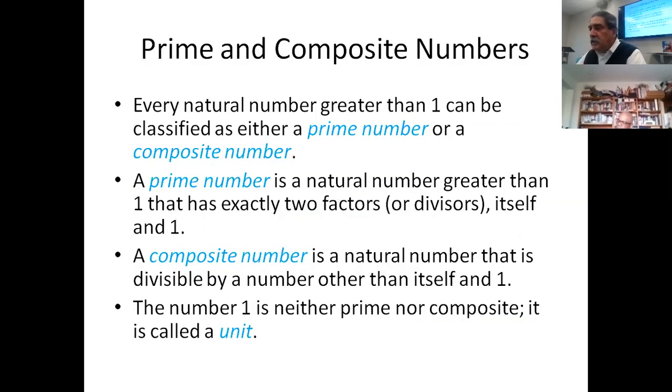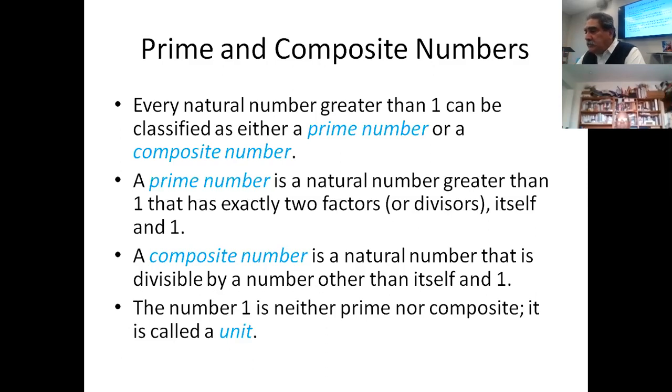Now, we come to prime. Here's the important thing: prime and composite numbers. Every natural number greater than 1 can be classified as either a prime number or a composite number. A prime number is a natural number greater than 1 that has exactly two factors or divisors, either itself or one. A composite number is a natural number that is divisible by a number other than itself and one.